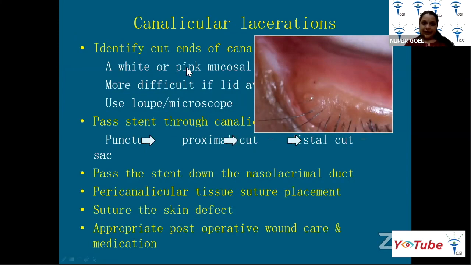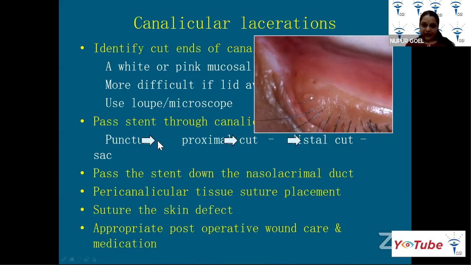So how do you identify the cut ends of the canaliculus? You will see a white or pink mucosal circular mark. It is more difficult if there is lid edema, so you can use a loupe or visualize it under the microscope. This needs stenting, so pass the stent into the canaliculus.